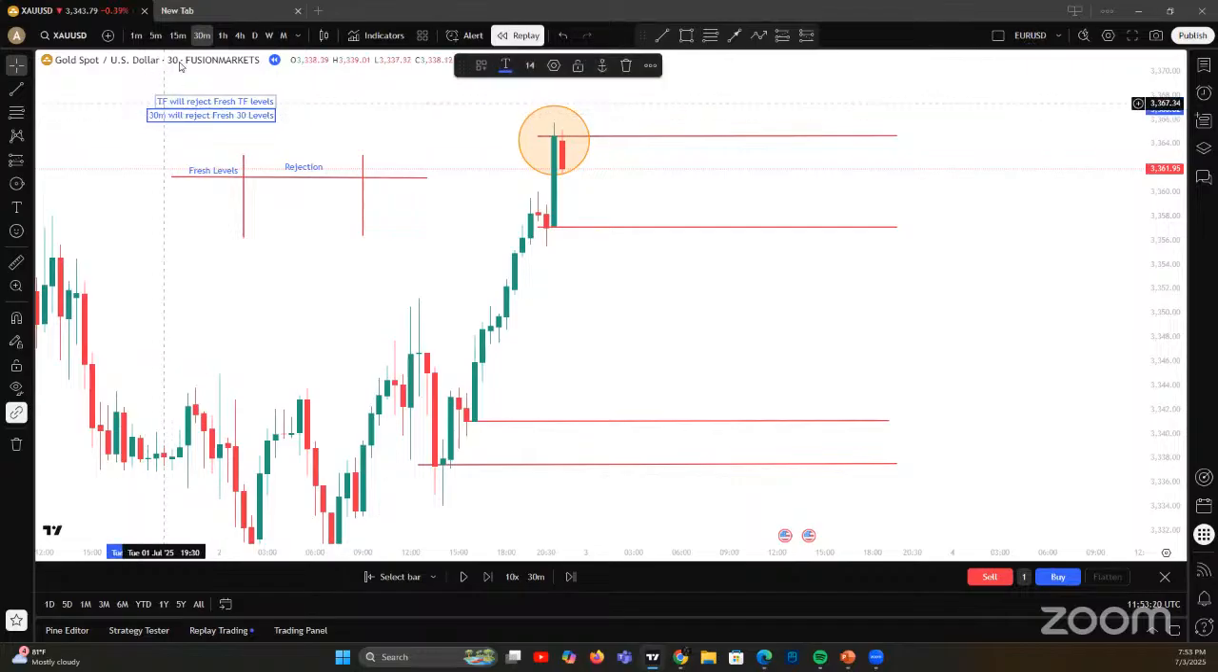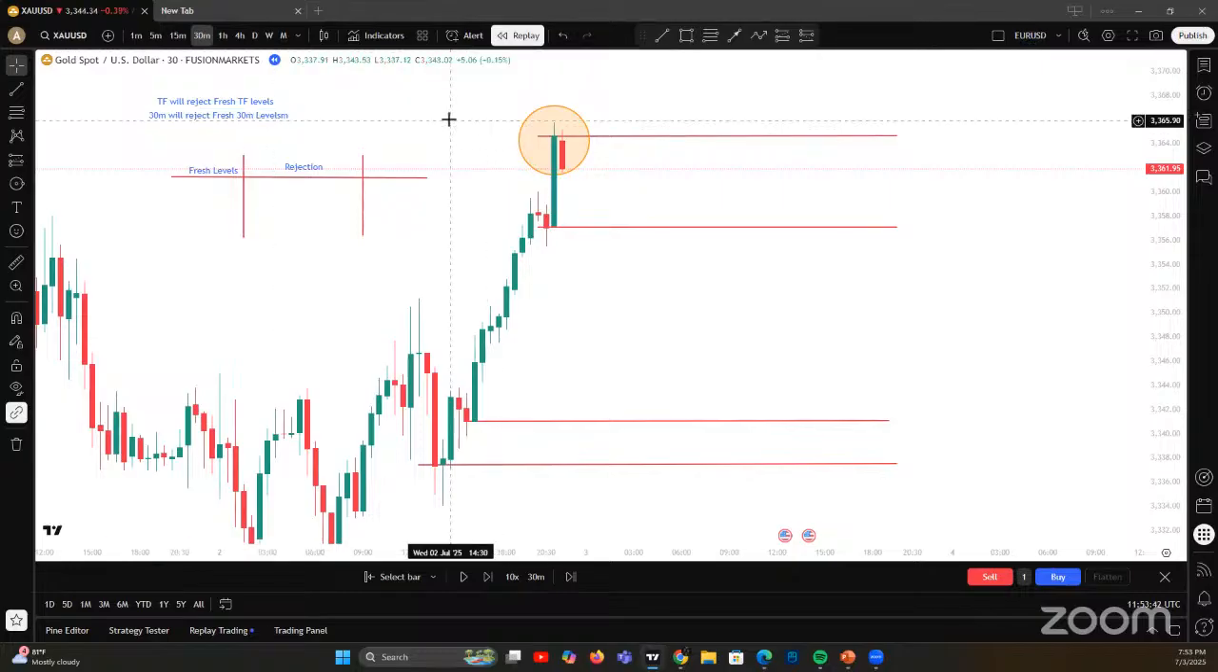So just replace whatever time frame you are on: TF30, TF30. 30-minute will reject fresh 30-minute levels. That's it, my friend. There's no complication here. You just need to open your mind as much as possible. Okay? So we now have the rejection.